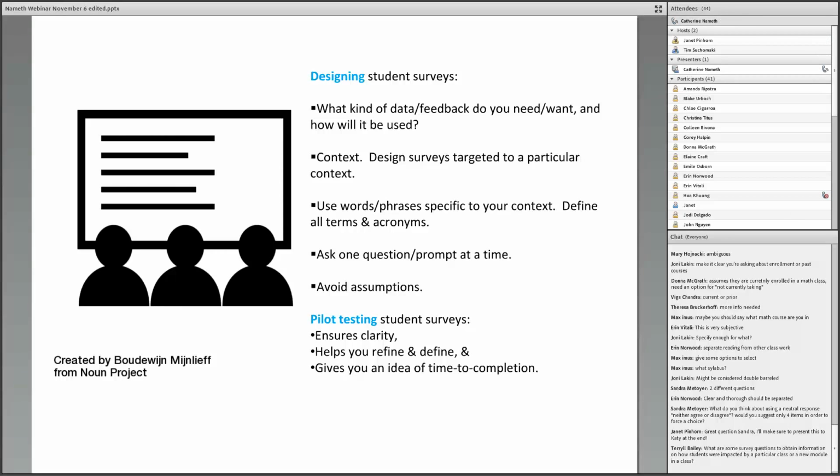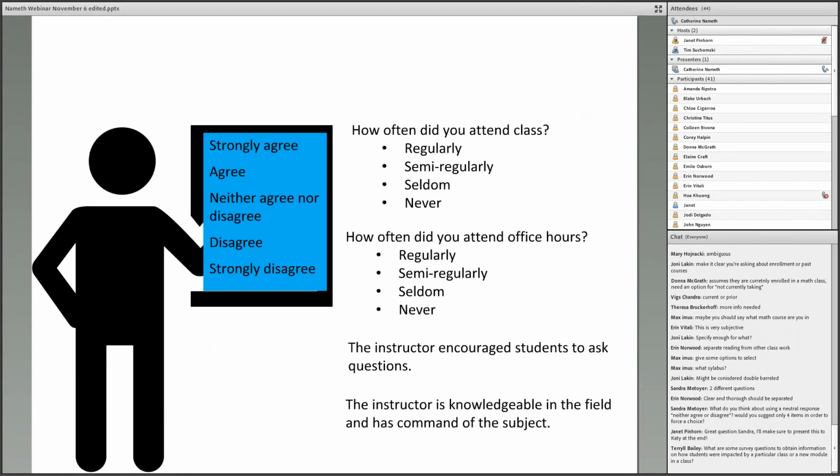Okay, great. Then we have, what do you think about using a neutral response? For example, neither agree or disagree. Would you suggest only 4 items in order to force a choice? Okay, let me go back here. So here I think, Sandra, is what you're talking about. Would I suggest only 4 items?